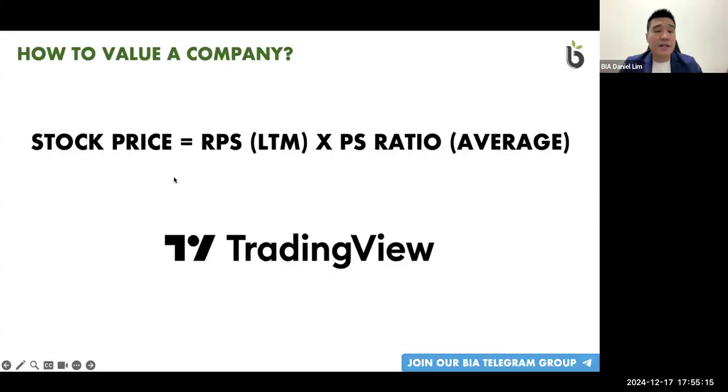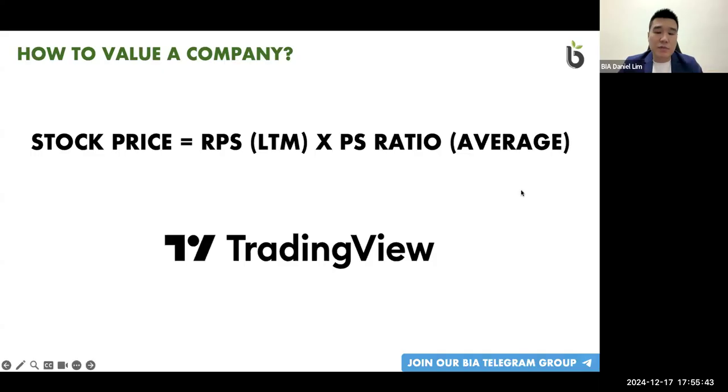As a refresher, if you want to know a stock's price, this is the golden formula. We take the revenue per share of the company, of course the last 12 months to have the latest revenue per share, and we multiply it by the price to sales ratio. The price to sales ratio is the average price to sales ratio of the company. That's how we get the intrinsic value, or the real value, of the company.